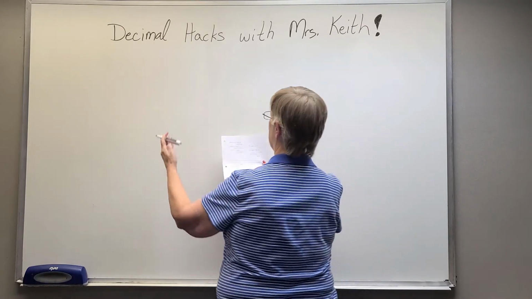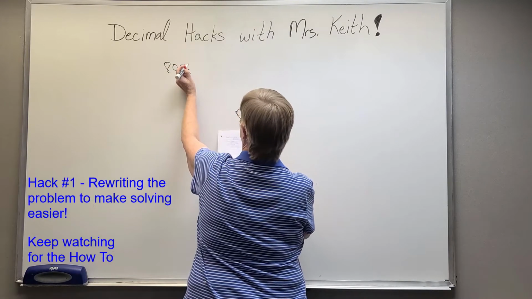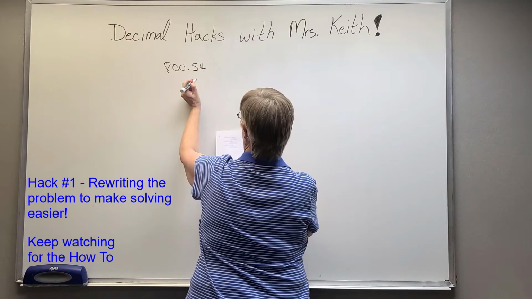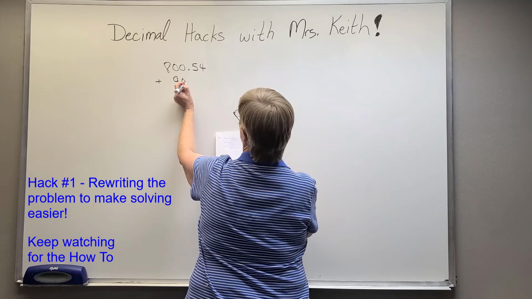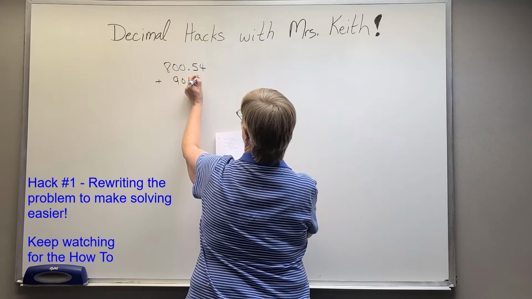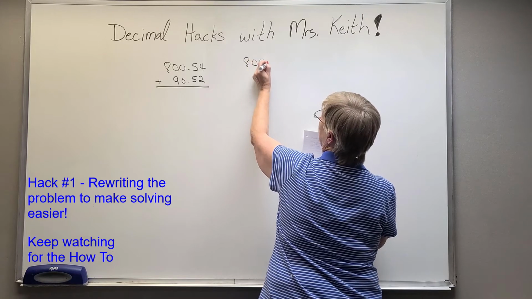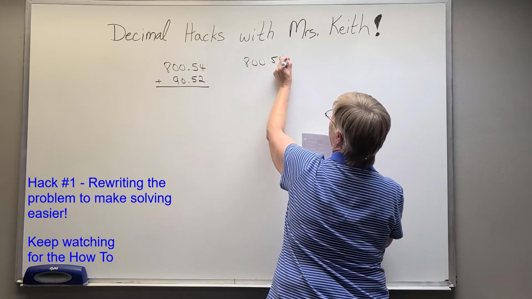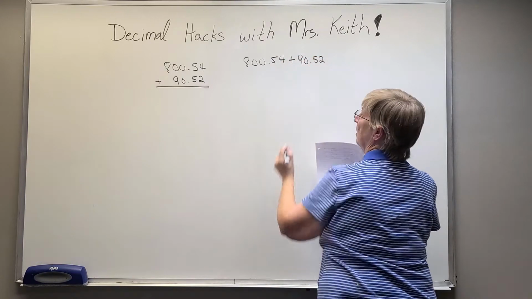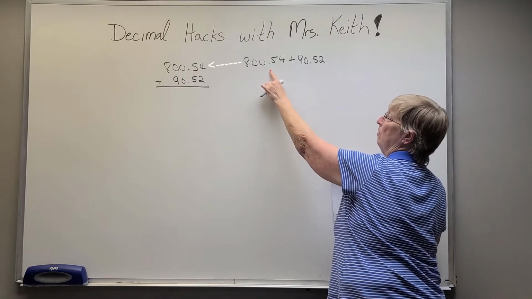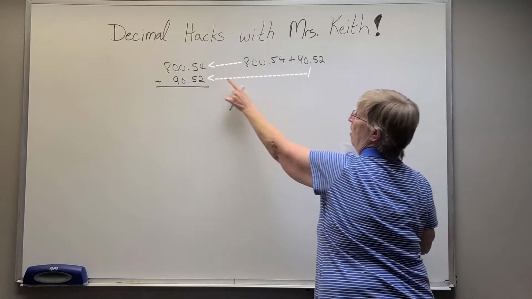Okay, this problem is 800.54 plus 90.52. All right, now if this was written horizontally, it'd be written 800.54 plus 90.52. Notice that I put the first number that's listed here on top. I put the second number on the bottom.